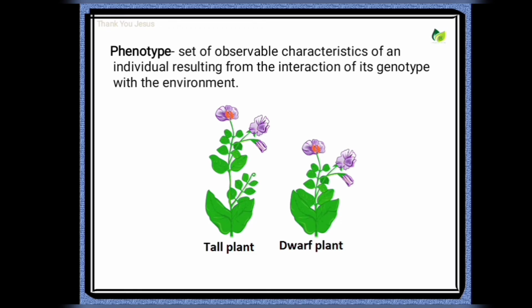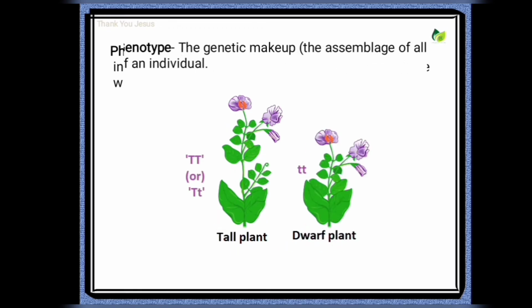Next, genotype. The genetic makeup of an individual is called genotype. Simply, it is determined as the genetic makeup of a trait. Genetic makeup is nothing but genes. So, they are nothing but genotype.